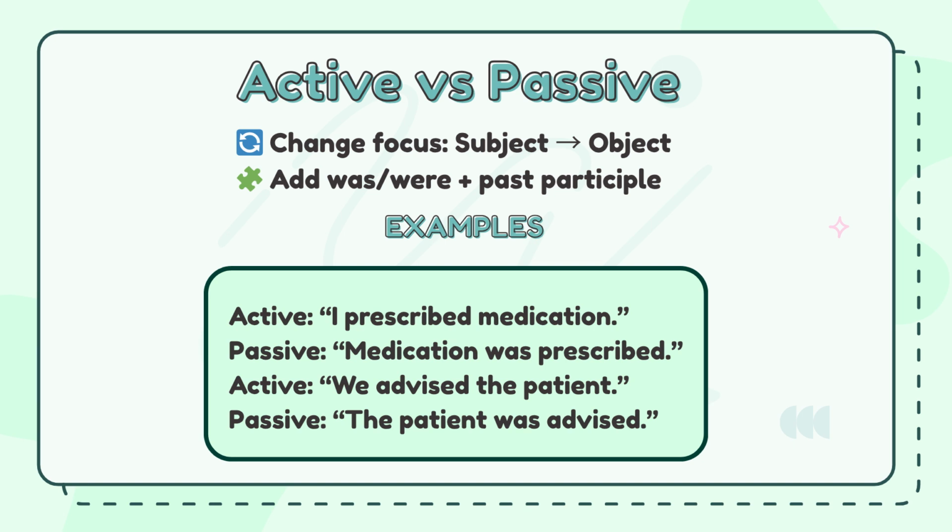Active versus passive. To make a passive sentence, switch the focus from the doer to the receiver and add was or were plus the past participle. Examples: active, I prescribed medication. Passive, medication was prescribed. Active, we advised the patient. Passive, the patient was advised.